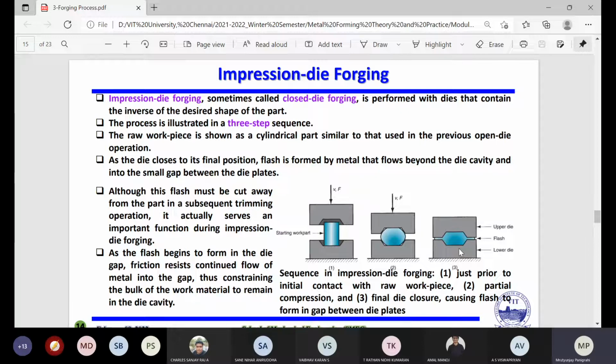But if you remember when we had the flashless, that old slide, in flashless we will also cover that you will not find any flash there or any waste material there. Okay, so this is the basic difference between open die forging and closed die forging. Fine.